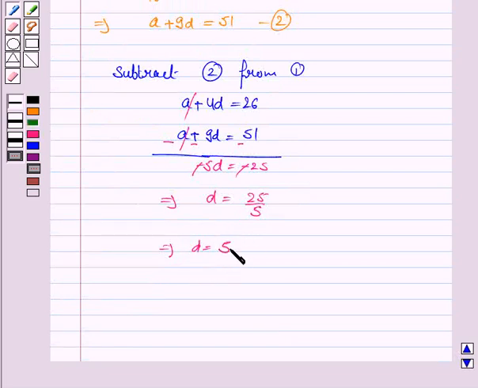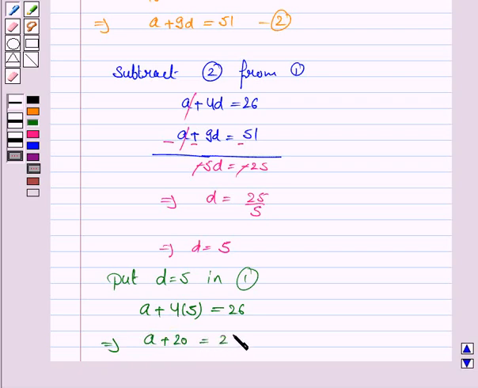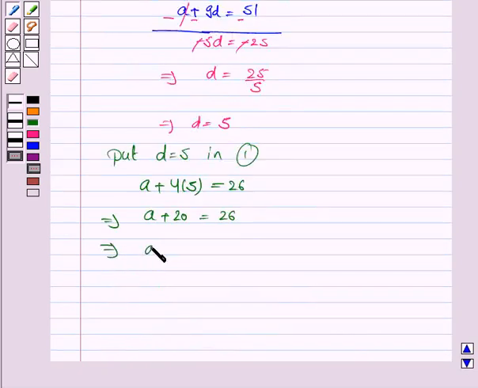Now we'll substitute the value of d in equation 1 to get the value of a. So put d is equal to 5 in 1. So we have a plus 4 into 5 is equal to 26. So this is equal to a plus 20 is equal to 26. So this implies a is equal to 26 minus 20, and that implies a is equal to 6. So first term is 6 and the common difference is 5.